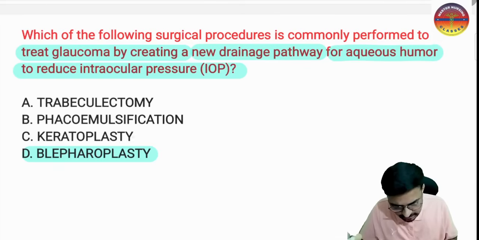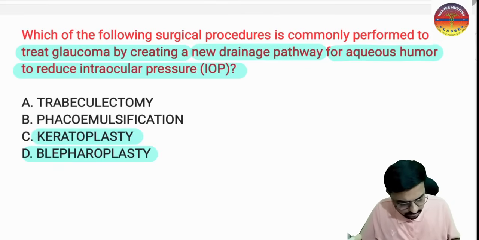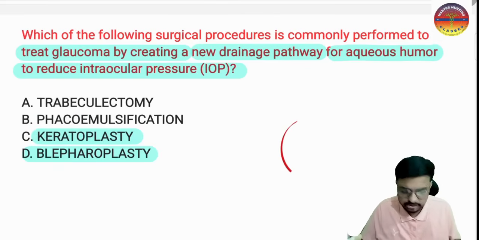And the keratoplasty we have. So the keratoplasty means we will do this one. Normally we have this shape of the cornea.